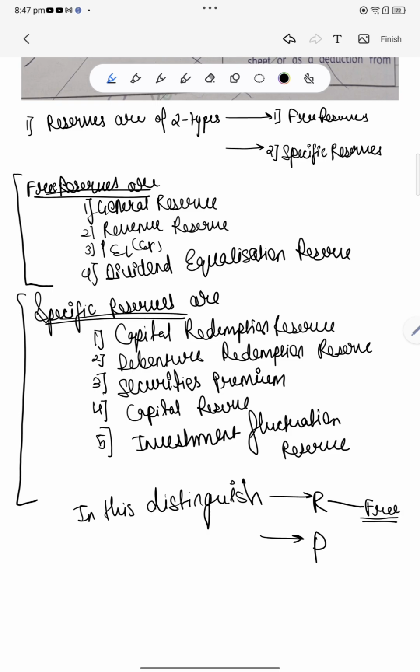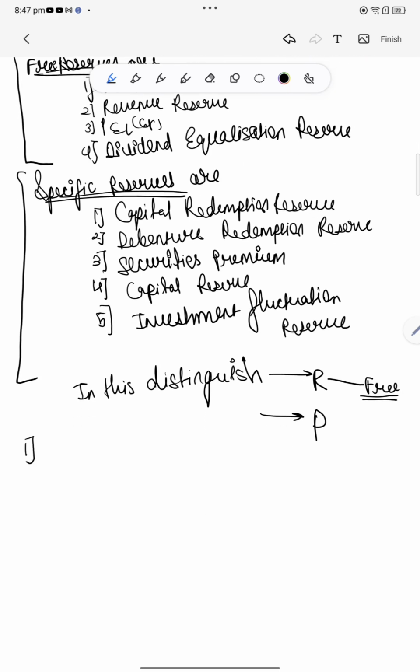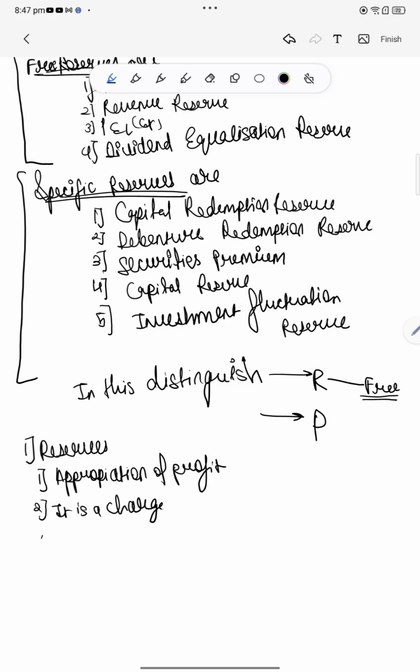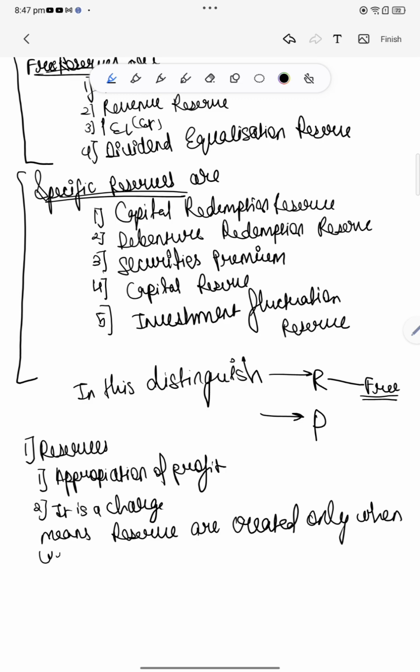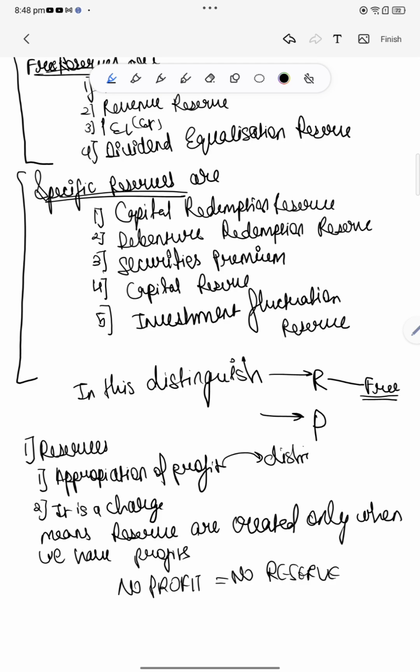First of all, before going to the distinction part, I want you all to get grips with the concept of reserves. First of all, reserves is appropriation of profit. It is not a charge. Reserves are created only when we have profits, which means no profit is equal to no reserve. Here we are specifically talking about free reserve, so in accordance to that, it is appropriation of profit, that is distribution of profit. It is not an expense.